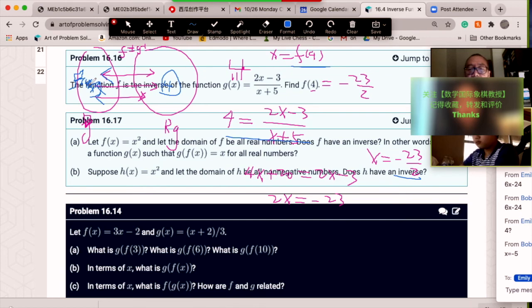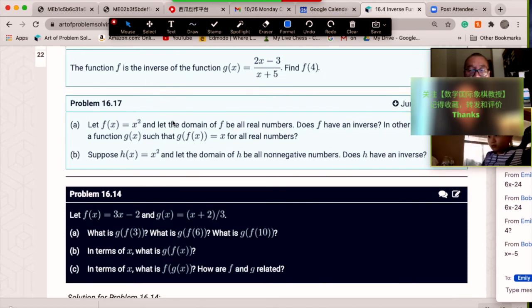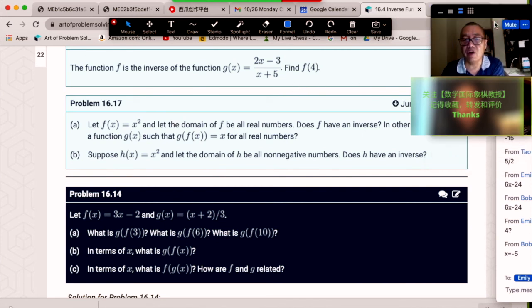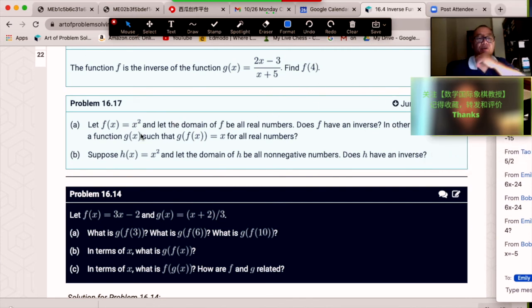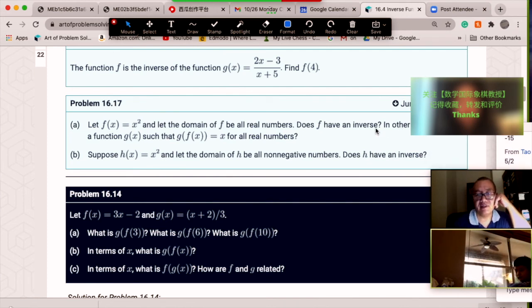Okay. That's the reason why we do this. Now let's see this example. This one is f(x) equals x squared, and let the domain of f be all real numbers. Does f have an inverse? In other words, is there a function g(x) such that g(f(x)) equals x for all real numbers?